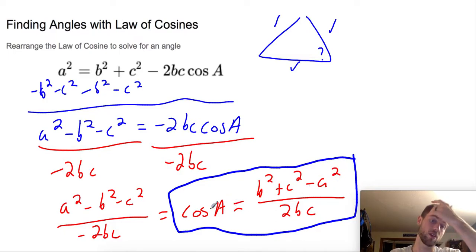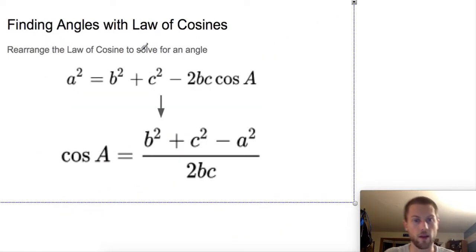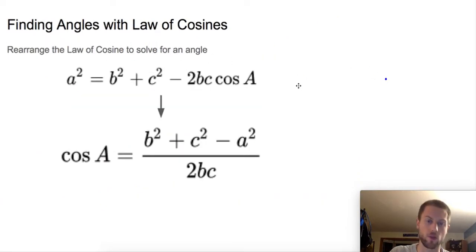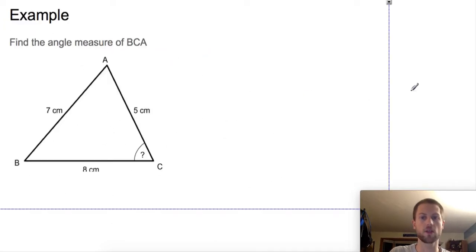And again, it doesn't matter what your A is, what your B is, what your C is. Really I want you to think of this angle A as the included angle between B and C. That's how I remember how to use this equation. So let's see an example. If my handwriting wasn't very good, which it normally isn't, you can rewrite this equation in this form here.